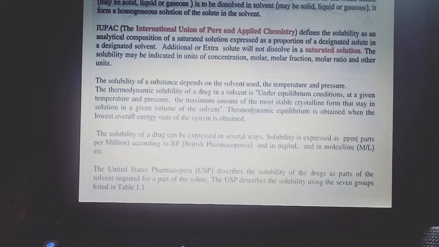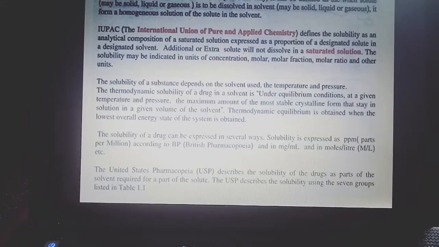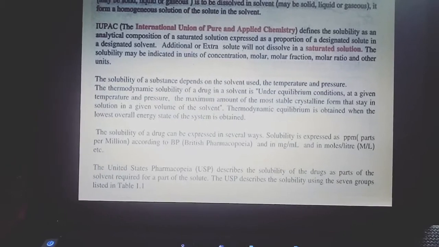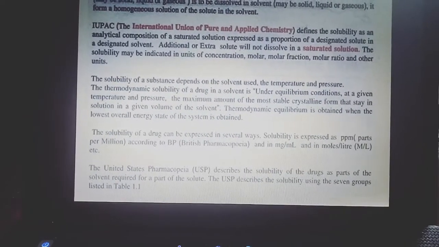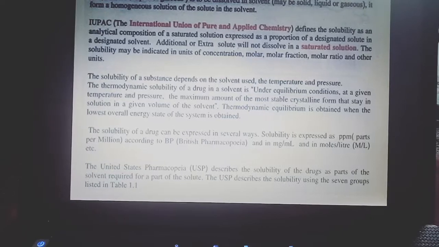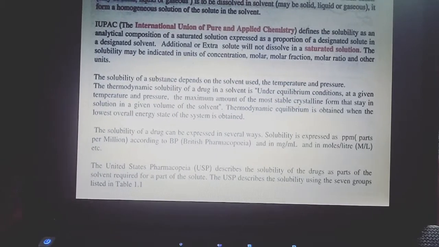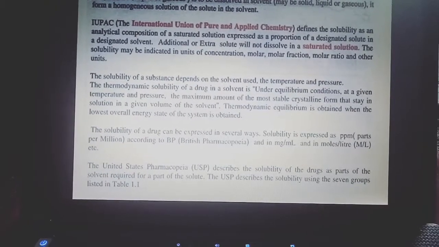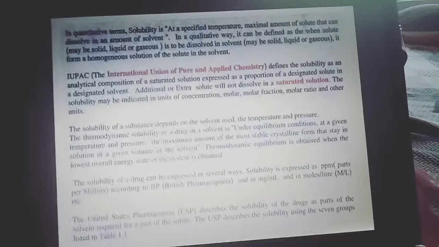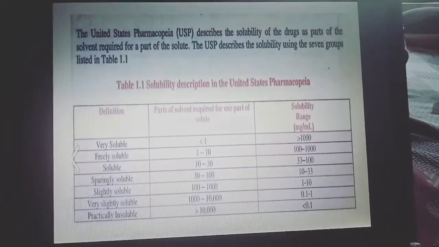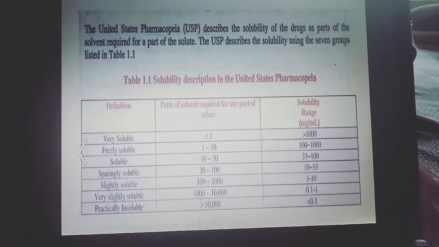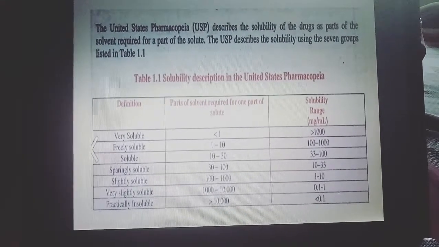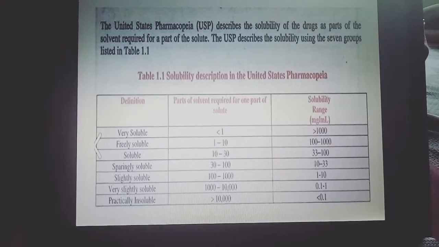The solubility can be expressed in several ways. For example, ppm, that is parts per million according to BP, and in mg per ml, and in moles per liter. Okay, the United States Pharmacopoeia describes the solubility of drugs as parts of solvent required for a part of solute. You will see in table 1, USP, that is United States Pharmacopoeia, describes the solubility of the drugs as parts of the solvent required for a part of solute.